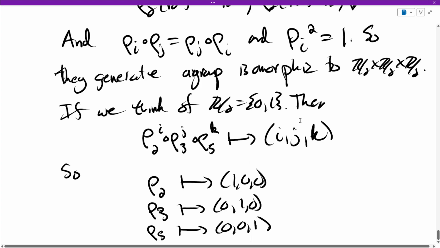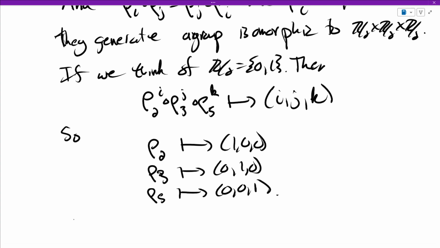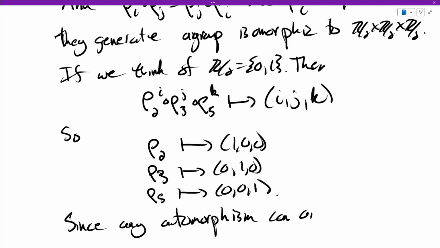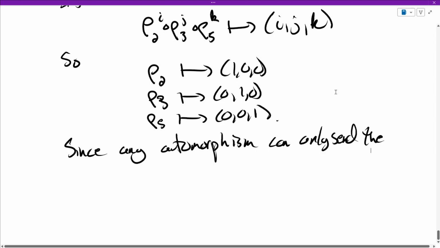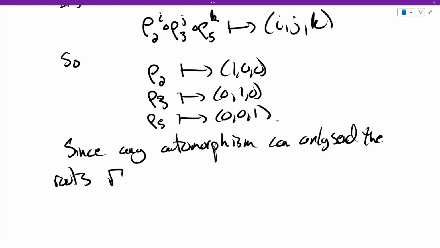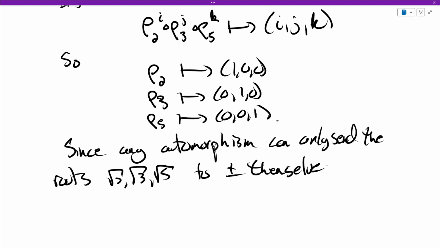Okay, so that's what it does to the generators. So one can readily verify this is an isomorphism. Furthermore, any automorphism can only send the roots, root 2, root 3, root 5, to plus or minus themselves by the standard arguments we've been doing, right?